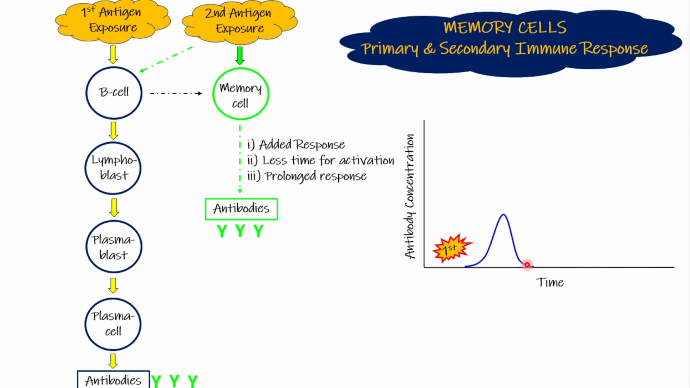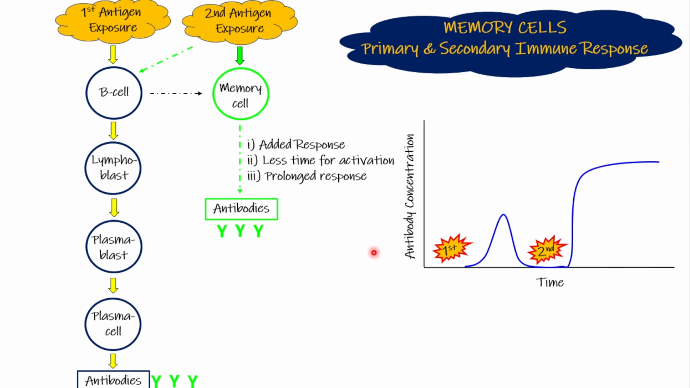But when the second exposure comes, this response will come way faster. The lag time here is more, the lag time here is less, and the amount of antibody production will be way more as compared to the primary response. The primary response dies out immediately, whereas the secondary response keeps going on and on. It means the antibodies are being produced for a prolonged duration of time. So these are the three differences: the time of activation, the added response, and the prolonged response. And the body just keeps on producing antibodies.